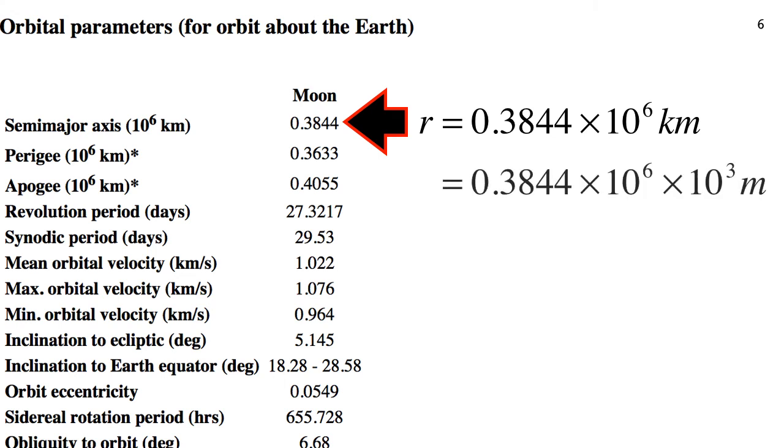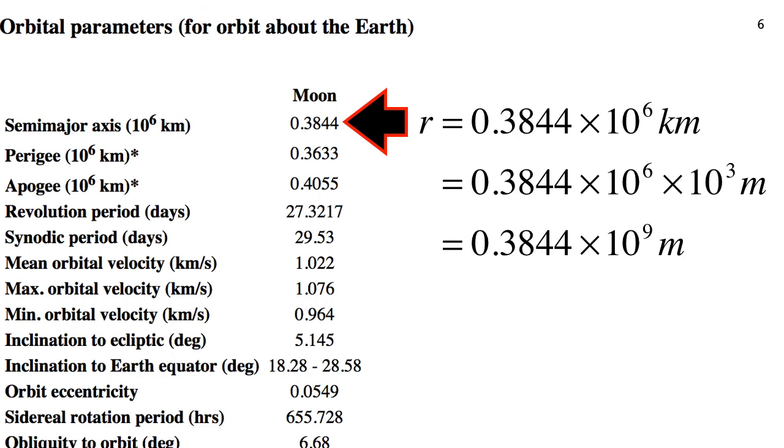And a kilometer is the same as 10 to the 3 meters. So we're going to switch up to meters and get a bigger number for meters. So it's 0.3844 times 10 to the 6 times 10 to the 3 meters. And so that's the same thing as 10 to the 9. So go ahead and jot that in your notes.